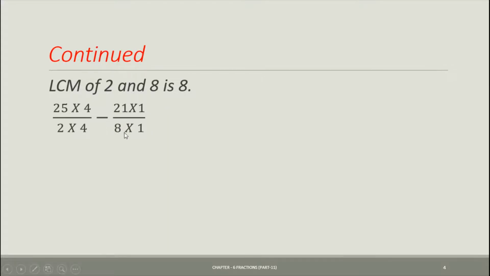So scholars, here we can see that our denominator is equal to our LCM. So we don't have to do anything. What we will do? We will just multiply numerator and denominator with 1. Okay. Now we'll multiply and we'll find the product.